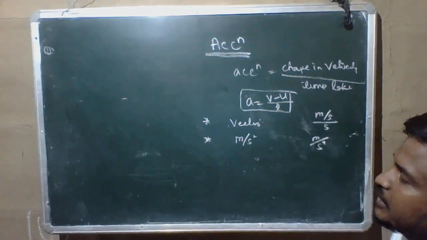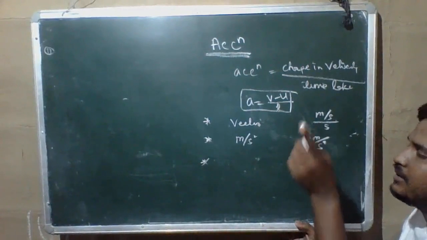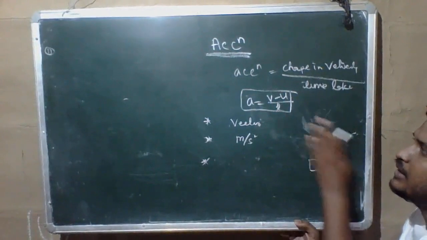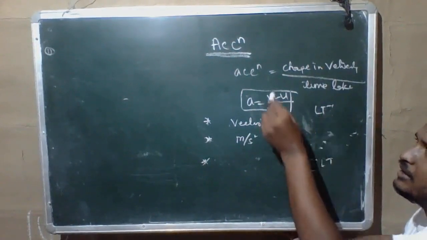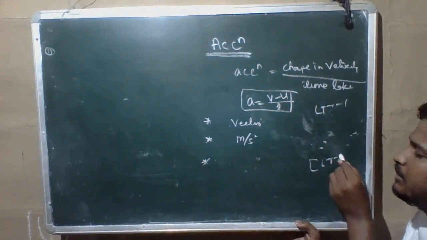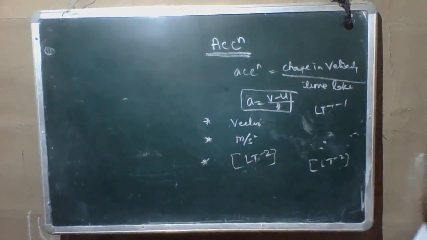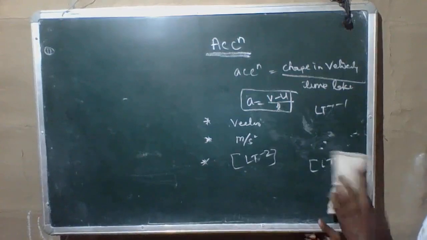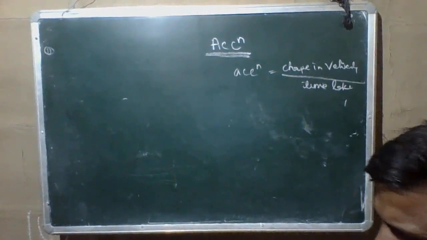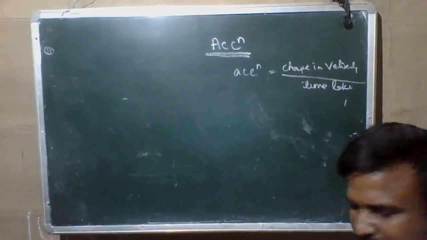And the dimensional formula: you can see mass is not there, length is there, velocity is there. The velocity dimensional formula is already LT^-1, but T will go from down to above, it will become minus 1, so LT^-2. The dimensional formula will be LT^-2. So again you see the same four types of acceleration will be there: uniform, non-uniform, average acceleration, and instantaneous acceleration.